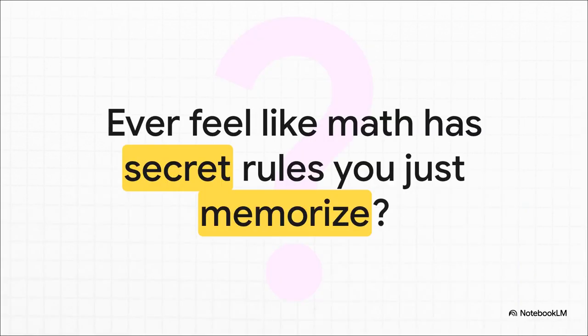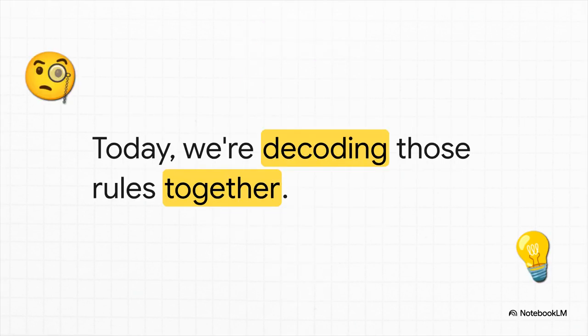It's like someone hands you this playbook. A positive times a negative is a negative, you need a common denominator for this but not for that, and you're just supposed to memorize it. It's so frustrating when you don't actually get the why behind it all. Well, that's what we're going to do today. We're not just going to go over the what, we are going to decode the why. By the time we're done here, you'll see the logic, not just a list of steps to blindly follow.